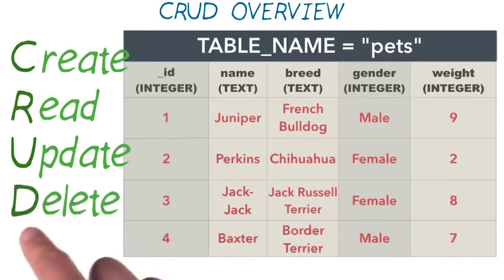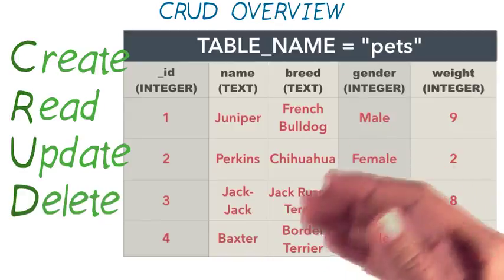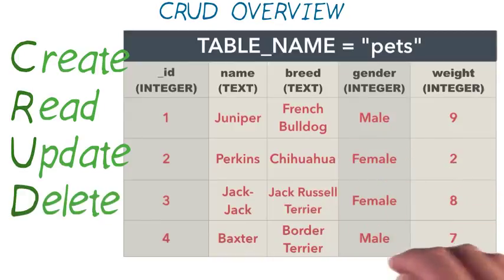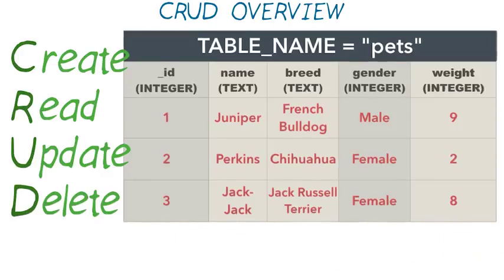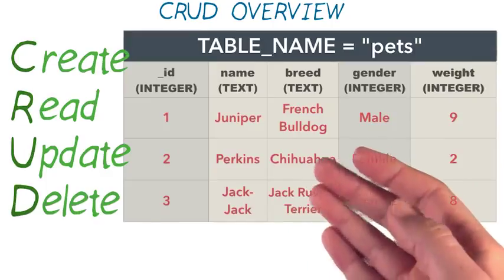And lastly is our delete action. If we find out that we've added a pet by mistake and want to remove that pet from our current list, we can simply delete that row. So given that our table is organized like this spreadsheet, it can be easy to visualize the actions.